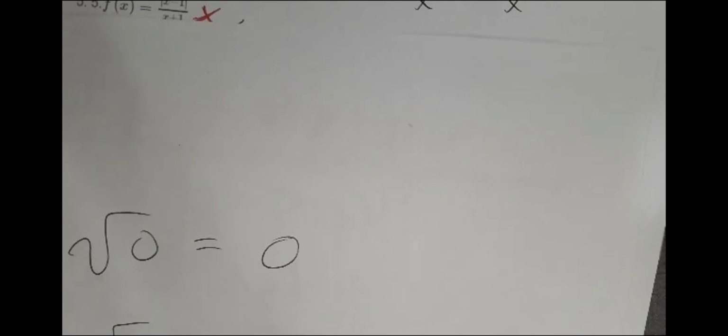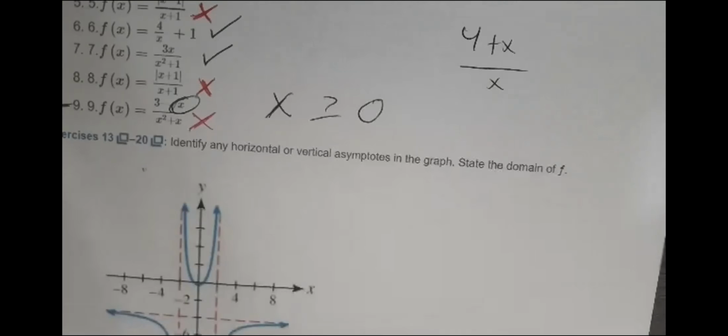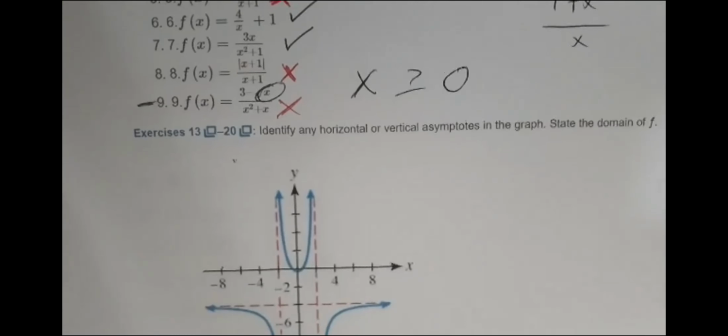The thing we can't take square roots of, right, is negative numbers. This is going to give me i's. So I can't take this and stay in the real numbers, right? If I'm talking about the real numbers, this is giving me something not real. I got 9.